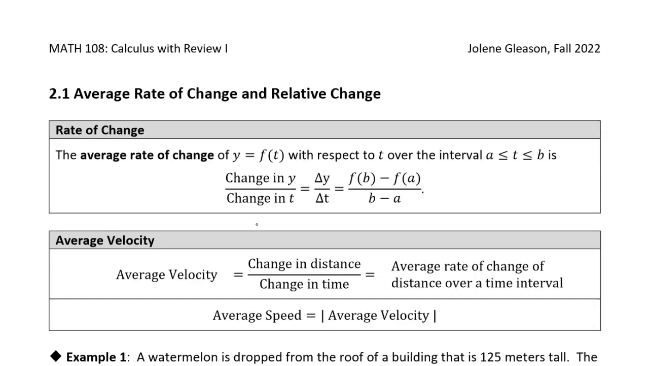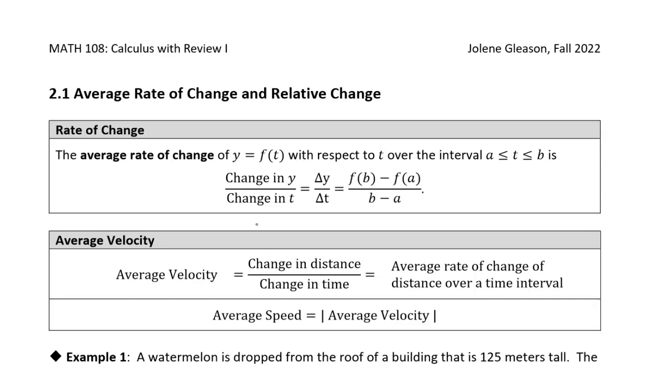the dependent variable, right? So it's delta y over delta x, or in this case, as I have it written here, where we have y equals f of t, the independent variable is t, so we have delta y over delta t, okay? But it's just the change in the dependent variable over the change in the independent variable, okay? And it's basically the slope of a line between 2 points on a curve.